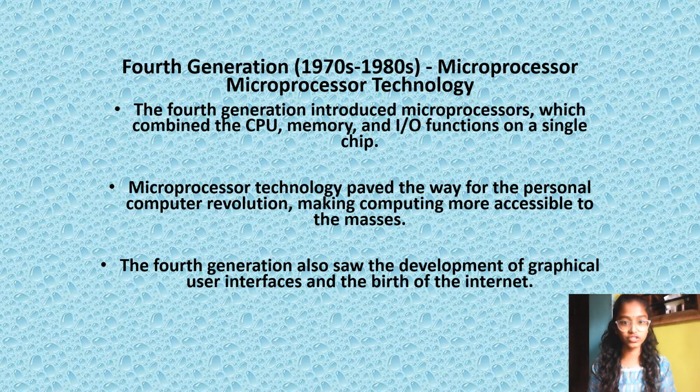Next, let us see the fourth generation. It evolved in the 1970s to 1980s. It has microprocessor technology. The fourth generation introduced the microprocessor, which combined the CPU, memory and the input-output functions on a single chip. The fourth generation also saw the development of graphical user interfaces and the birth of the internet. Microprocessor technology paved the way for the personal computer revolution, making computing more accessible to the masses.